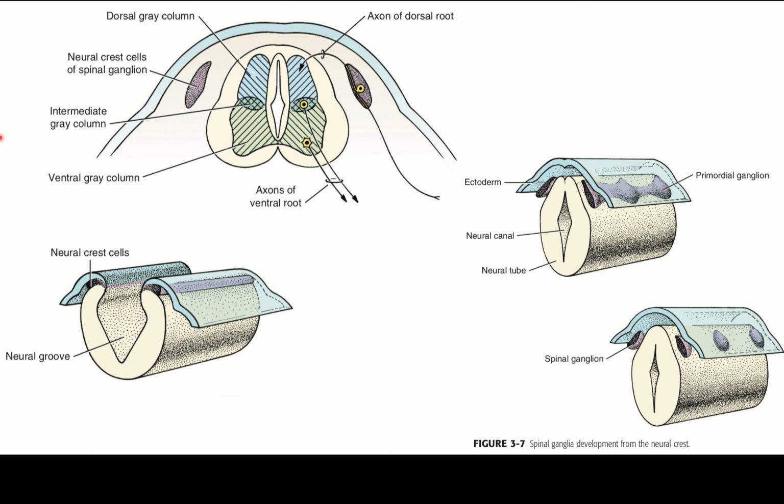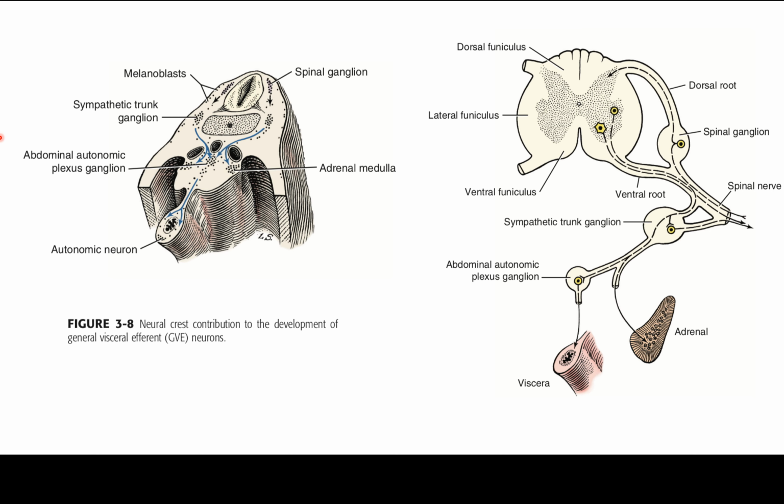The formation of spinal ganglia is only one of many outcomes of neural crest differentiation. Prior to its segregation into spinal ganglia, an early migration of cells from this neural crest column provides melanoblasts to the somatic dermatome and adjacent epidermis and to the cell bodies of postganglionic axons in the 2-neuron GVE system. These latter cell bodies form the ganglia of the sympathetic trunk and the abdominal plexus sympathetic ganglia, as well as the medullary cells in the adrenal gland. See figure 3-8.